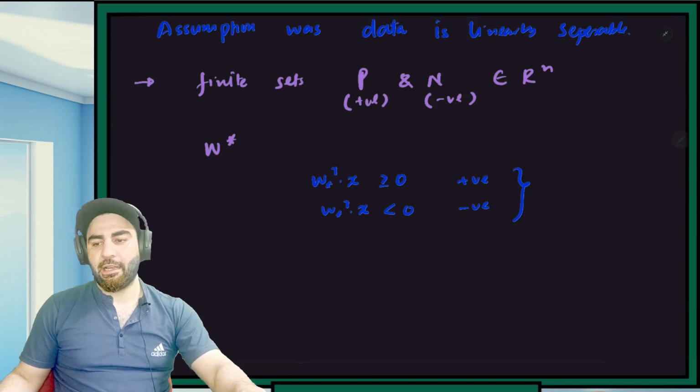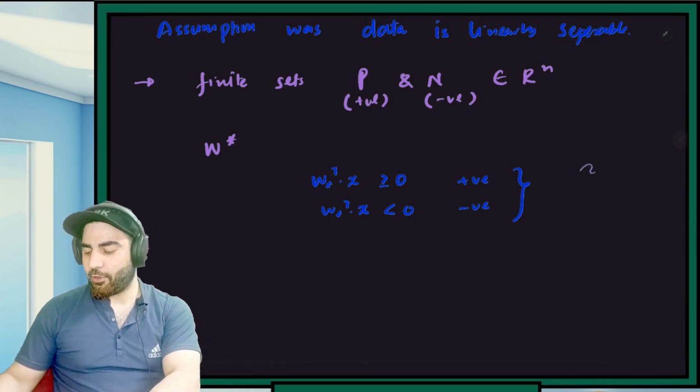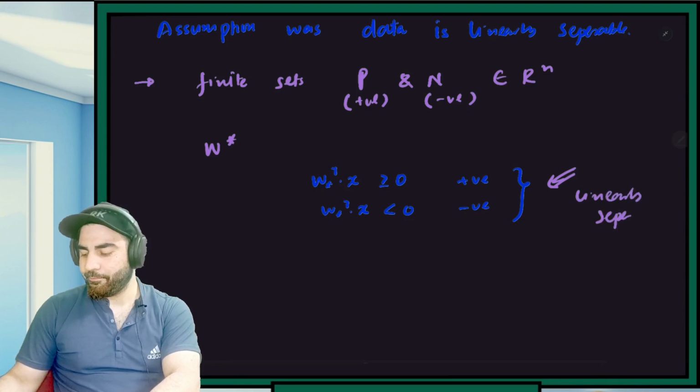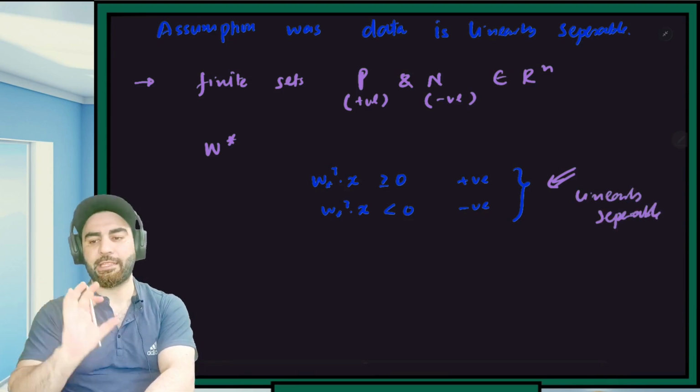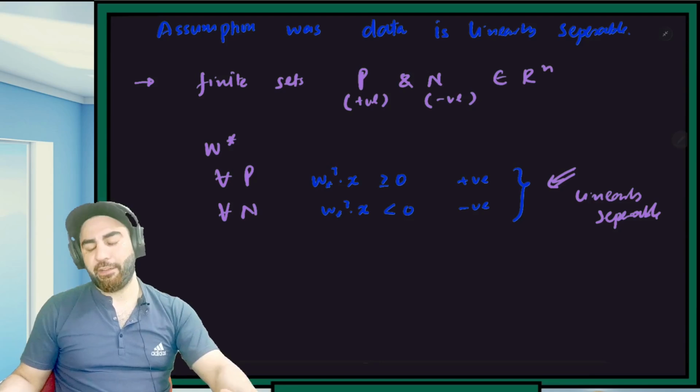As I said, the first definition that I write is linear separability. This is also called linearly separable. If there is a W star such that for all the positive points this will happen, and for all the negative points this will happen, then this is the definition of linearly separable data.